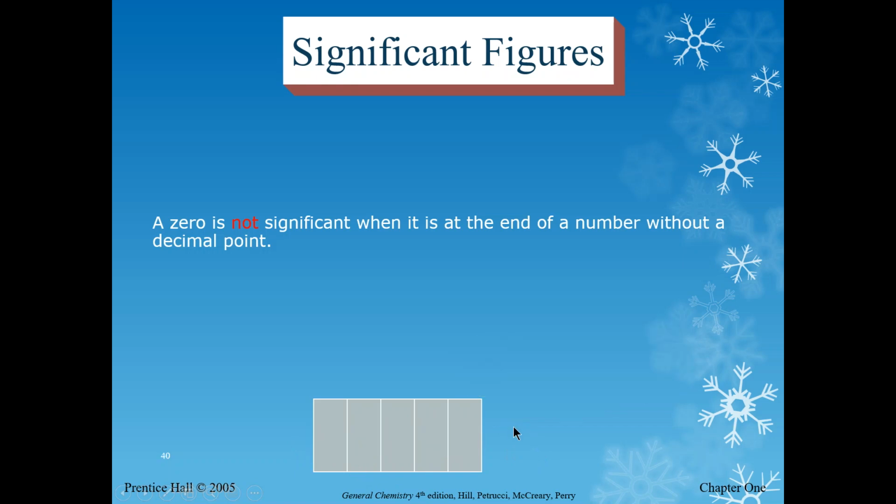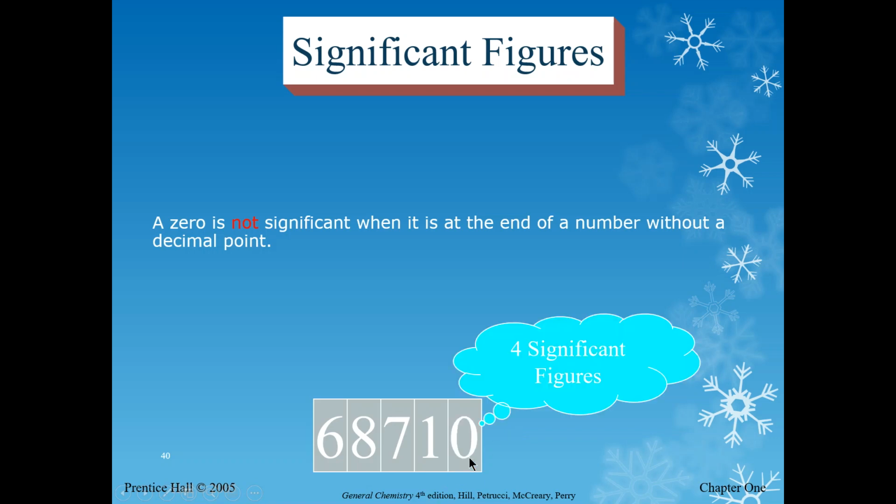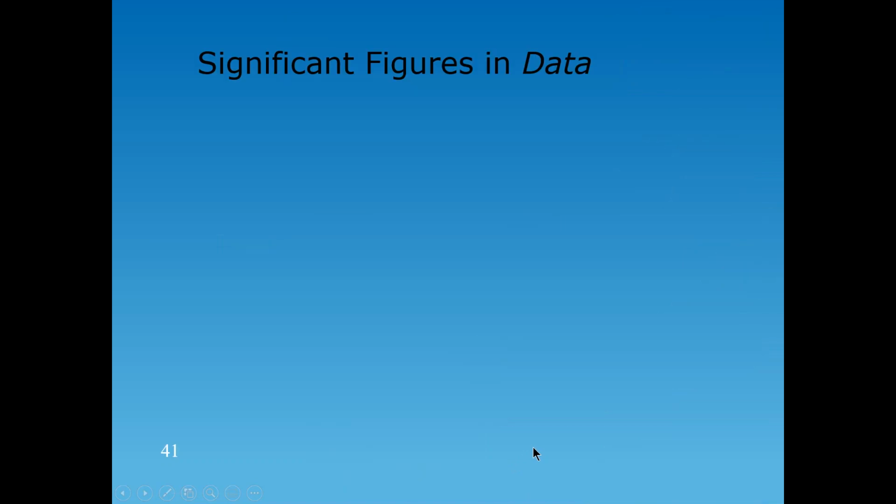All right. Here's another example. Now in this case, we have a 0 at the end of a number, no decimal point, and therefore the only significant digits are the first 4. So there are 4 significant digits reflected in this number. Okay, so that's basically the rules for determining the number of significant figures.